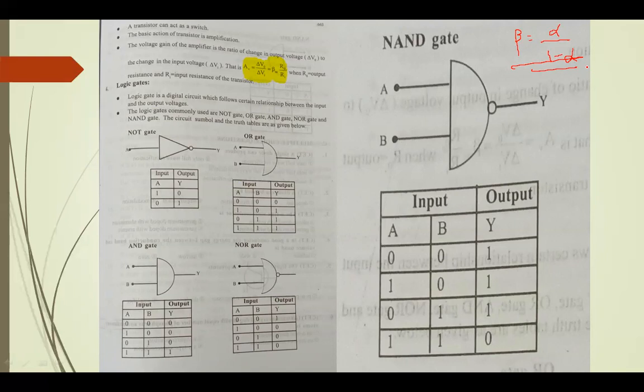Now you can see the symbols here for NOT gate. This is the circuit symbol. Whenever you give the input 1, the output you are going to get is 0. So how can we write this? If A is given here, Y is equal to A bar. Okay. OR gate.